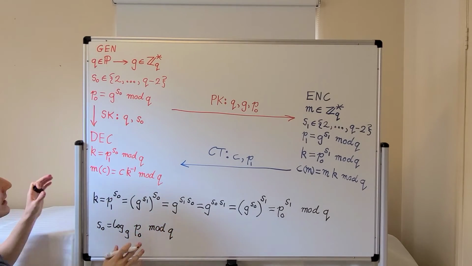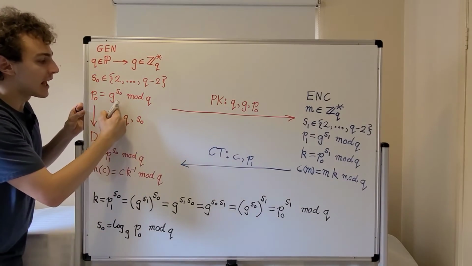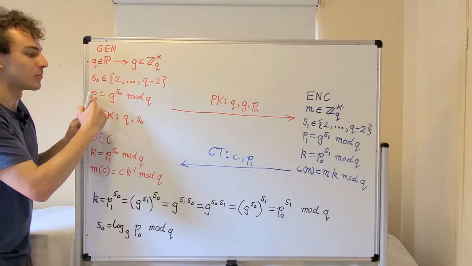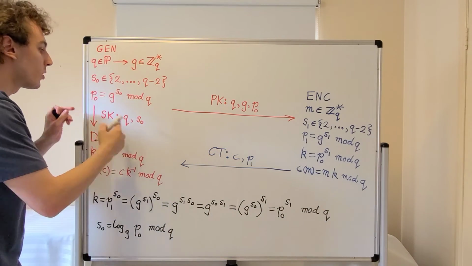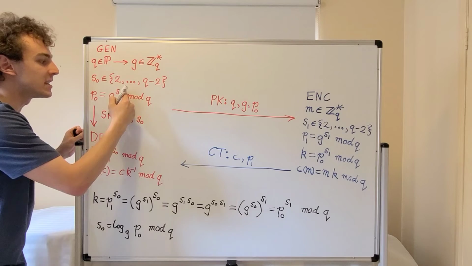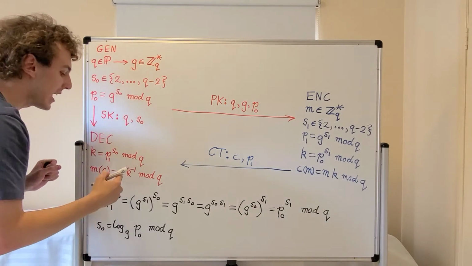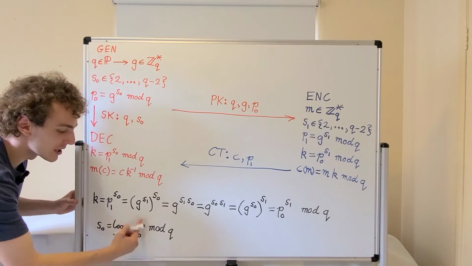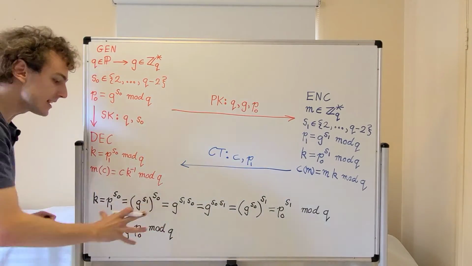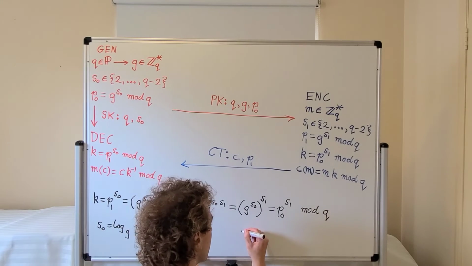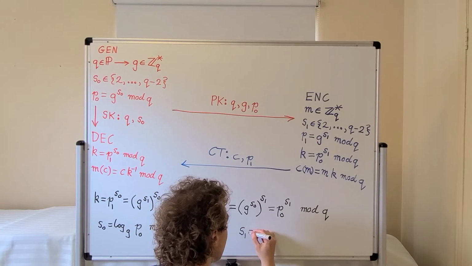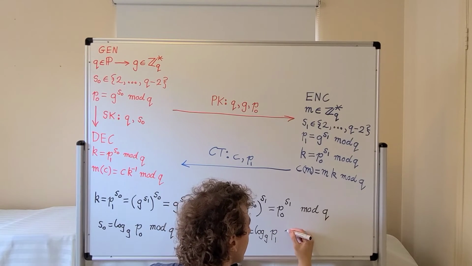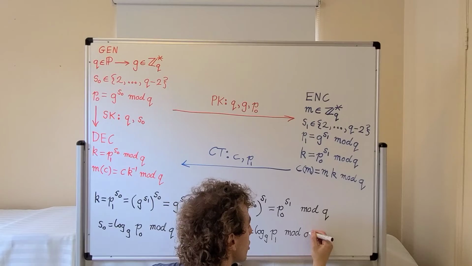What we're trying to say is that if we take the generator and exponentiate using S0 mod Q, that gives us the public value. What if we want to do the opposite? What if we have the public value and we want to find this secret exponent? Well, then we have to take the log base G of the public value mod Q. And we can write down a similar expression for S1. S1 is log base G of P1 mod Q.